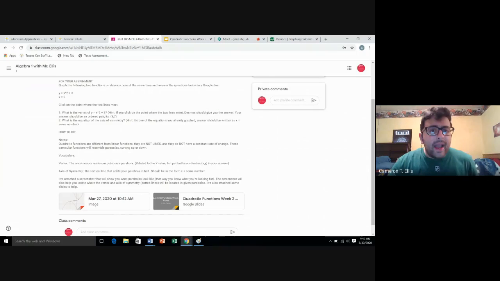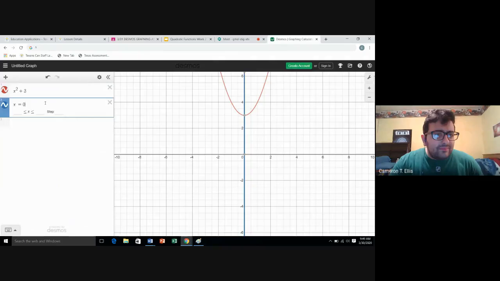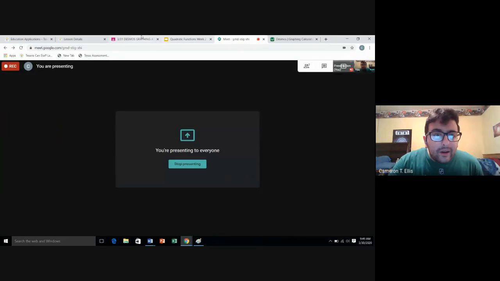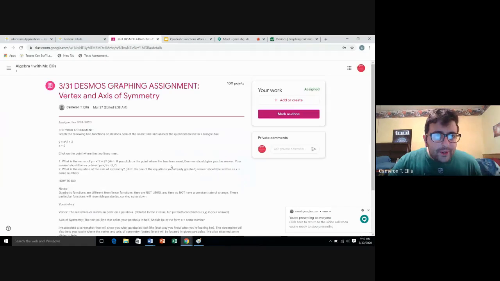What is the equation of the axis of symmetry? Hint, it's one of the equations you already graphed. It should be written as x equals some number. So wait a minute. There's only one equation here that has x equals some number, and I'm not going to tell you which one. You need to figure that out for yourself. All right. So that's 331. Not too hard, right?